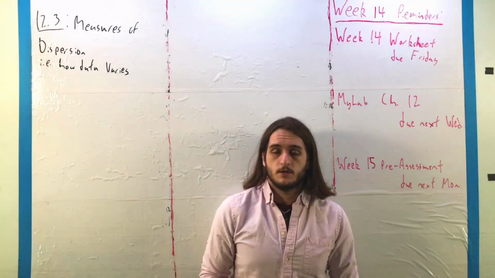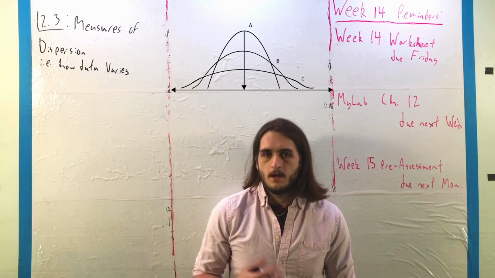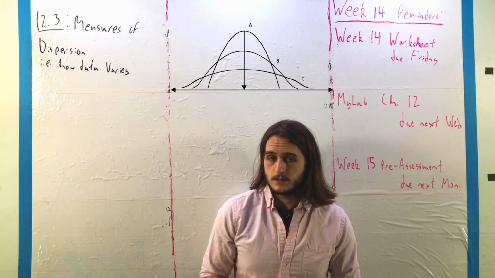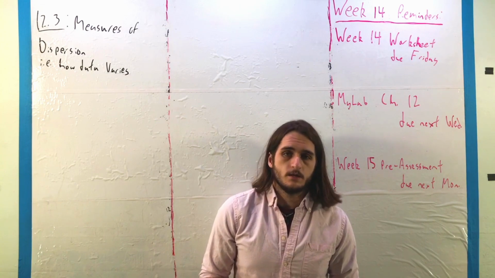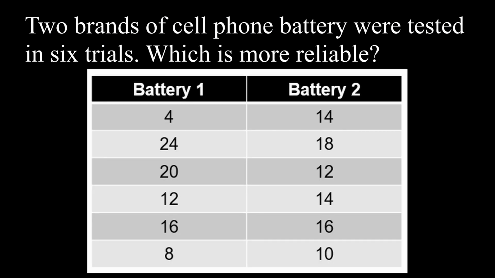For our last section of the semester, we are going to look at measures of dispersion, that is, how data varies. And to understand this, we'll start with an example where we have two brands of cell phone battery tested in 6 trials with the results given in the table, where we want to determine which is more reliable.